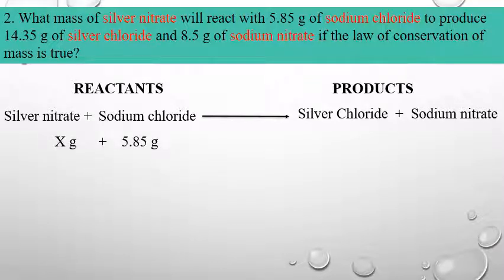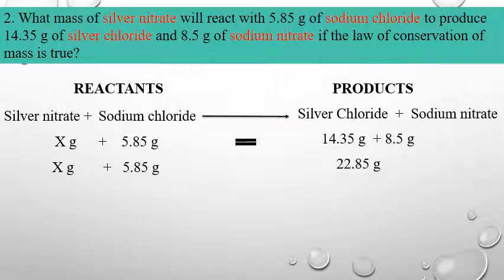Write the amounts. We don't know the mass of silver nitrate, that is X. We have been given sodium chloride, that is 5.85 gram. Silver chloride we have 14.35 and sodium nitrate we have 8.5. What we can do is add the products, and we will write the reactants as they are. After adding the products, we will get 22.85 gram.